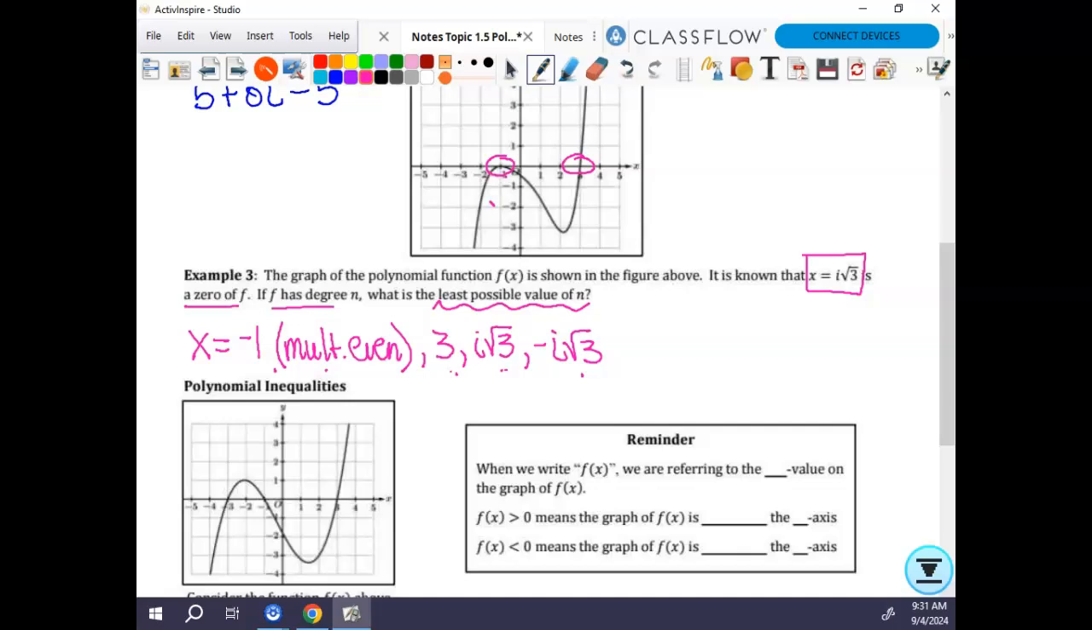You're having to figure out what you know about the zeros and what you know from the graph and what you know about imaginary. So we can say that the least possible value of n is 5. You can't put n equals 5 because we don't know that that's true. It could be 5. There could be other zeros, other imaginary ones they didn't tell us about or something else, but the least possible from what we know right now is 5. Everybody okay with that? Yes?